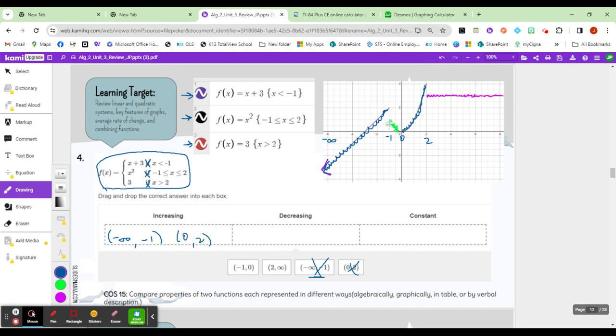We have one little piece that's decreasing, and it's decreasing from negative 1 to 0. And then this piece is constant. It does go forever to the right, so it's constant from 2 to infinity.